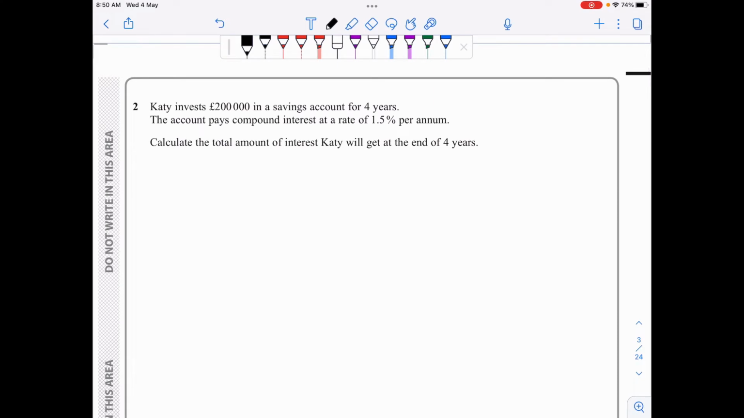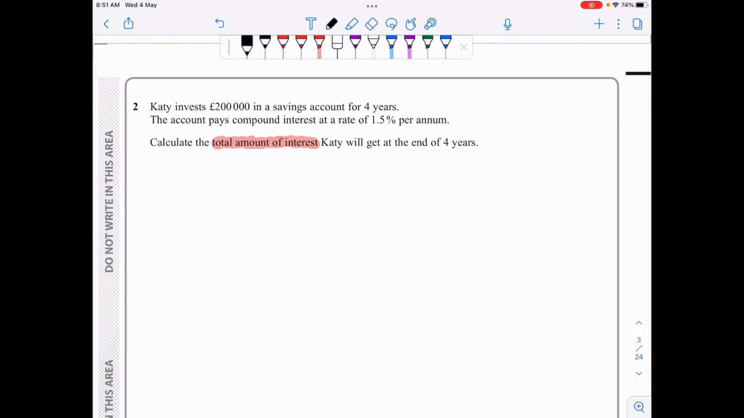Question 2, we've got Katie that invests £200,000 in a savings account for 4 years. The account pays compound interest at the rate of 1.5% per annum. And we need to calculate the total amount of interest that she will get at the end of the 4 years. Let me start by highlighting that we want the total amount of interest, not the total amount of the investment. So we will start by calculating the total amount of the investment at the end of these 4 years.